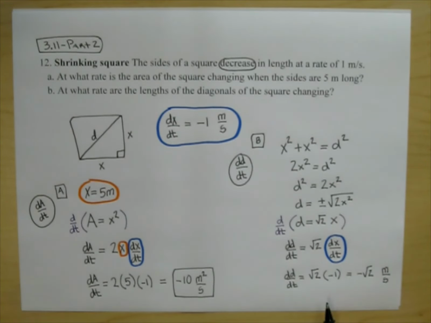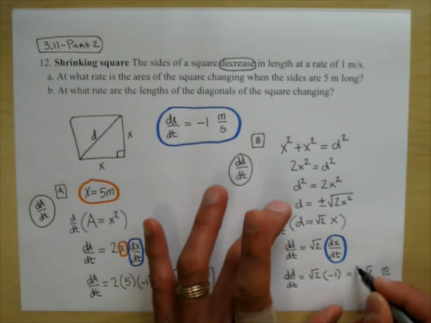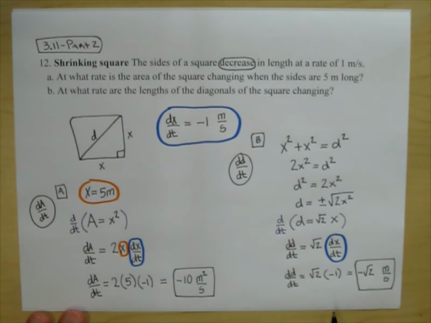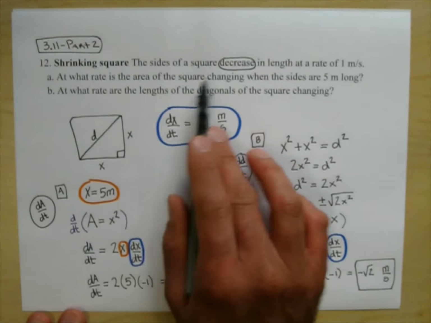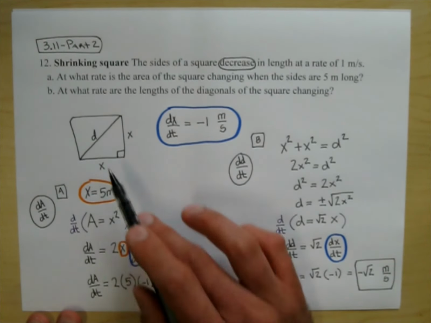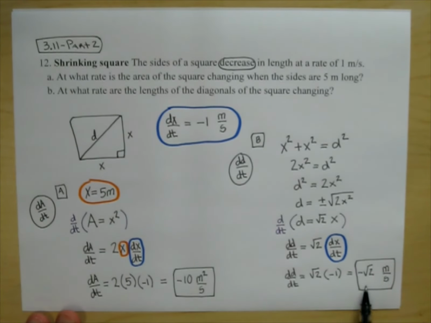And that is how we do these problems here. I'll box the answer. And notice, when the sides of the square are decreasing, so will the area, and so will the diagonal. And all those are negatives, which means decreasing. So that takes care of problem number 12 from the book, shrinking square. Let me see if I can find the other. Here's the piece of paper.